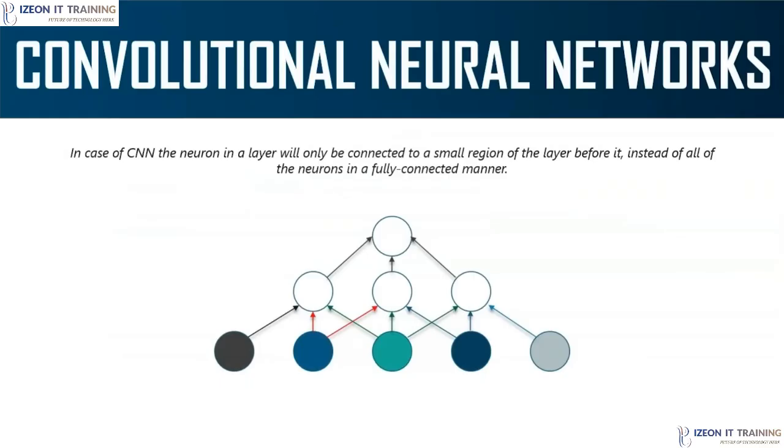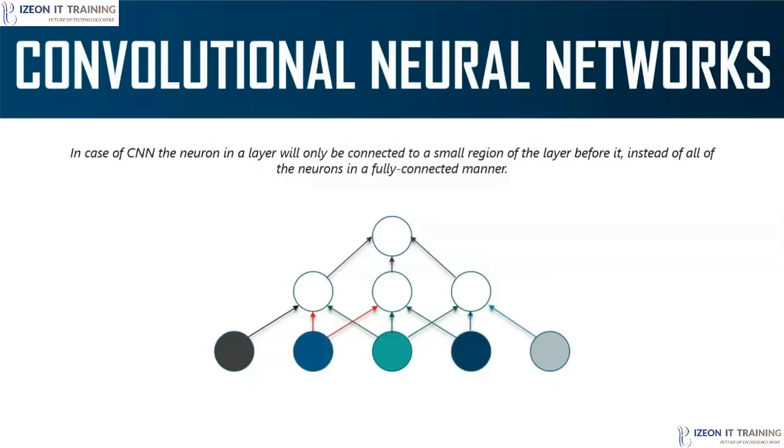Convolutional neural networks, like any other neural network, are made up of neurons with learnable weights and biases. Each neuron receives several inputs, takes a weighted sum over them, passes it through some activation function, and finally responds with an output. The concept in convolutional neural networks is that a neuron in a particular layer will only be connected to a small region of the layer before it.